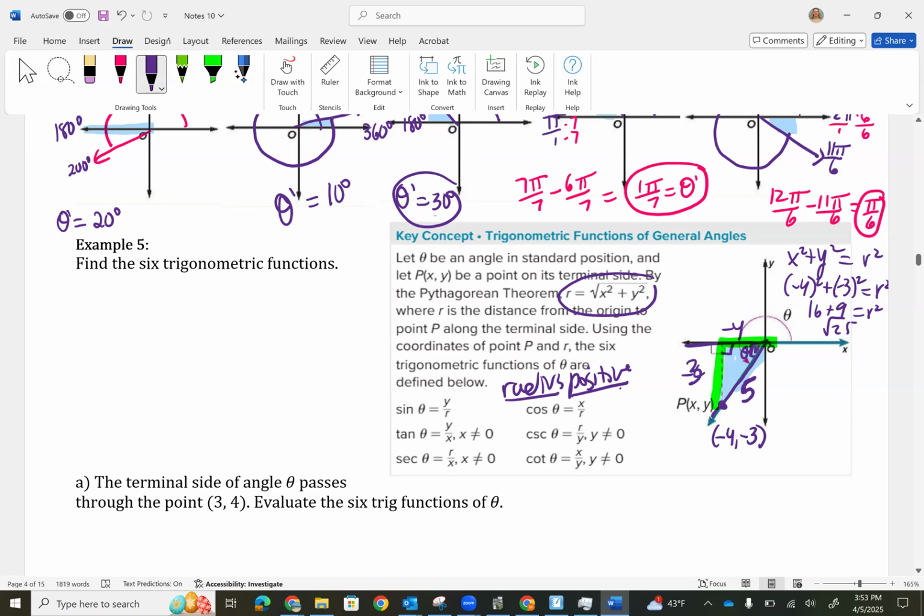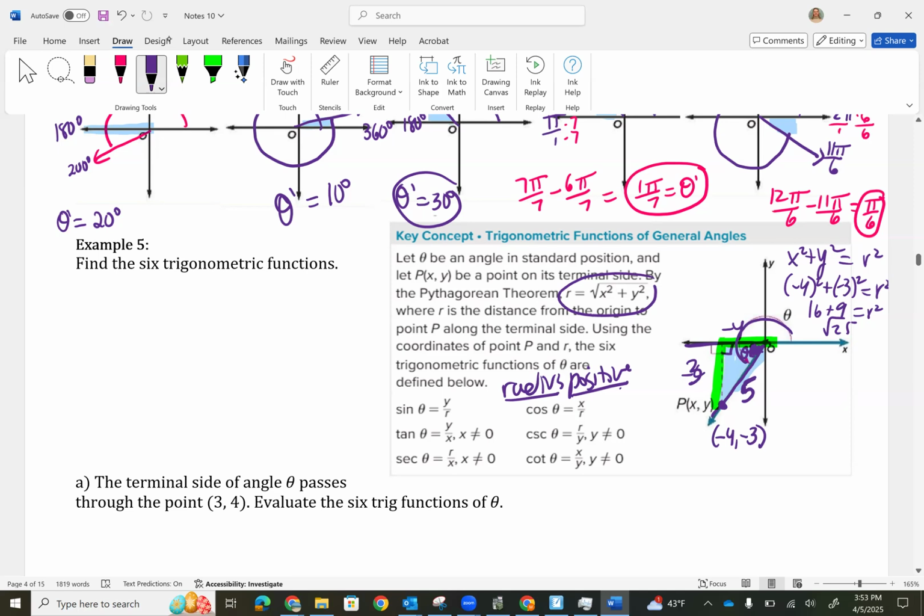Just use this angle here, the angle formed between the ray and the x-axis, as your theta prime, or the theta you're going to use. Don't use the whole big angle because that's just too hard. And then you can answer the questions.